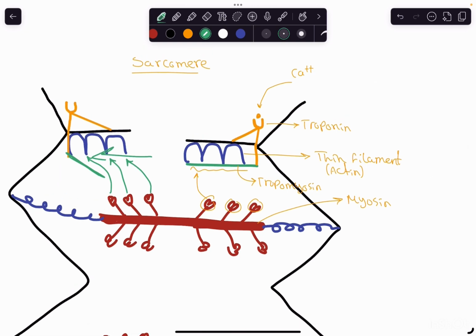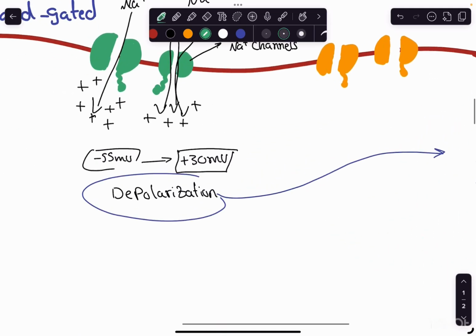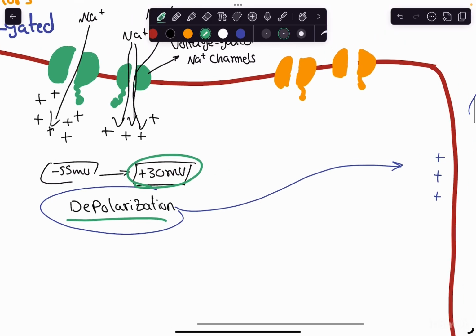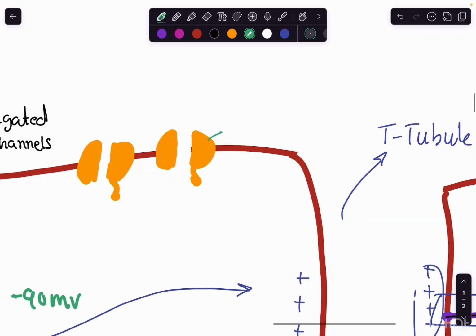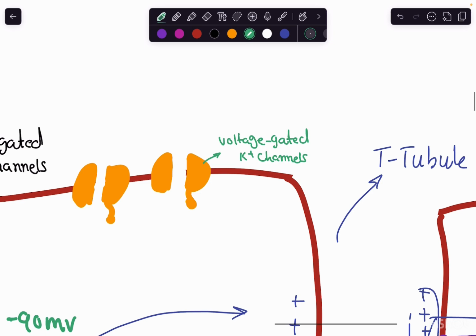There's also one more thing to mention here, is that once we reach positive 30 millivolts after the depolarization happened, we want to take the cell back to its resting membrane potential, which was negative 90 millivolts. So how exactly does this happen? We have another type of voltage-gated channels here. This one's called voltage-gated potassium channels. Those potassium channels are activated once we hit positive 30 millivolts, and they allow potassium ions to move outside the cell once stimulated.